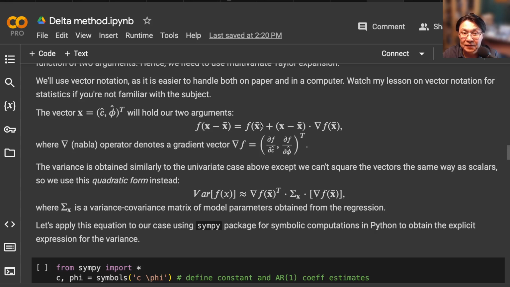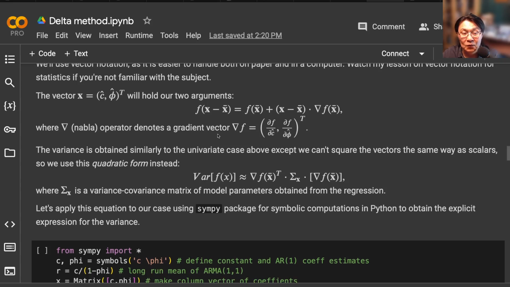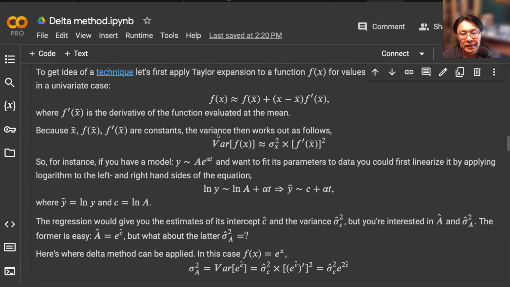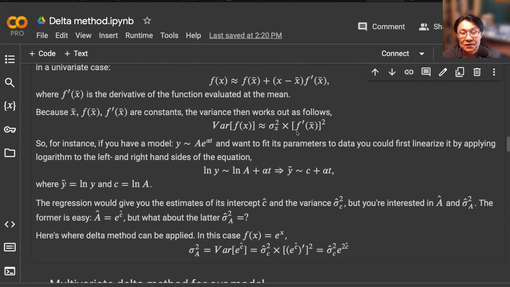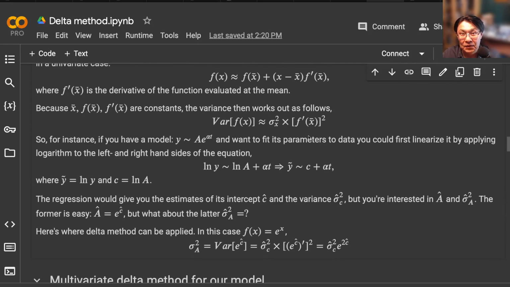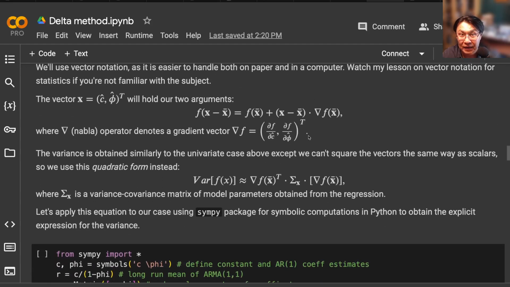So my Taylor expansion will look like this, right? This nabla is a gradient operator. The gradient operator is a vector. You take this function f and then take the partial derivative with respect to each of the elements of this vector x. And we have two elements, so this gradient will be a column vector of two partial derivatives. That's all, right? But now, how do we apply the variance to it? The only twist, the difference from the univariate case, is the following. We cannot square the gradient because it's a vector. We cannot just square it like any other number.